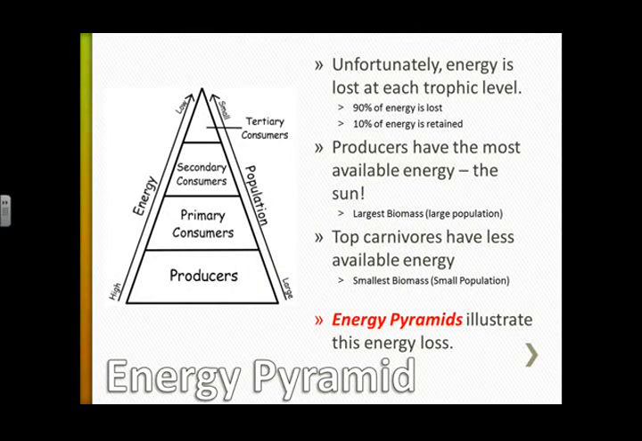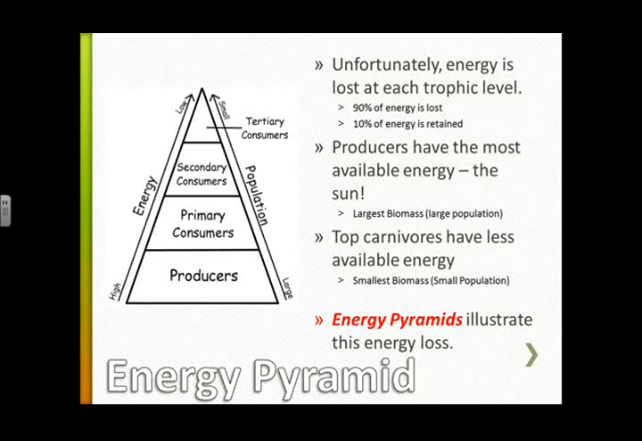Unfortunately, energy is lost at each trophic level. 90% of the energy is lost, meaning only 10% of the energy is retained. So if your producers had 100 as their energy, the primary consumers are only going to get 10. So that makes things difficult.